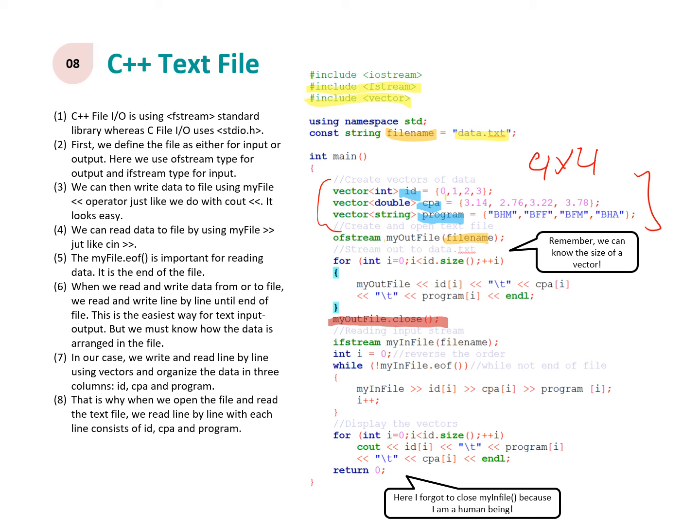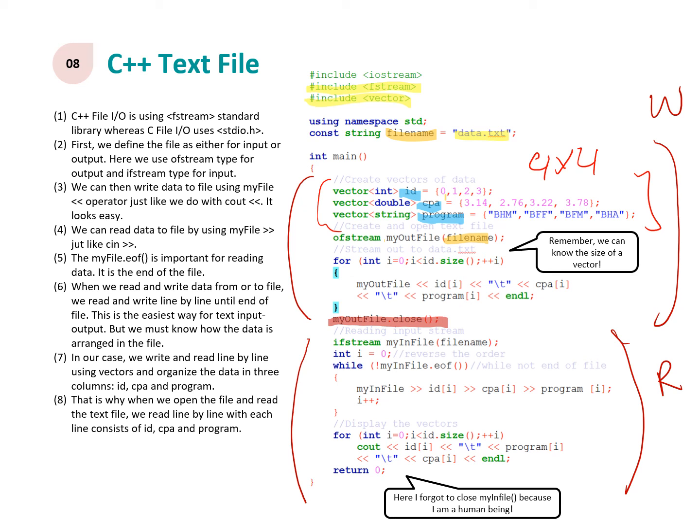So this is all about the write. How to read the file? This is all this line. This is to read the file. First you must use the ifstream. My in file, this is just a name. And which file you want to read, the file name, exactly the same thing here.